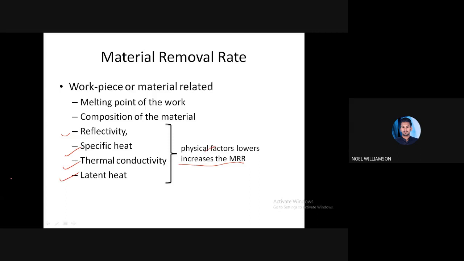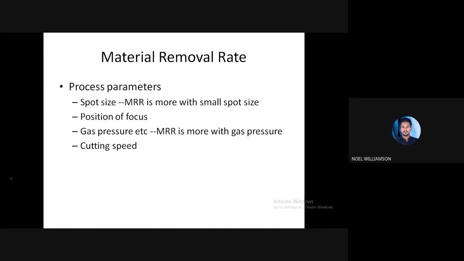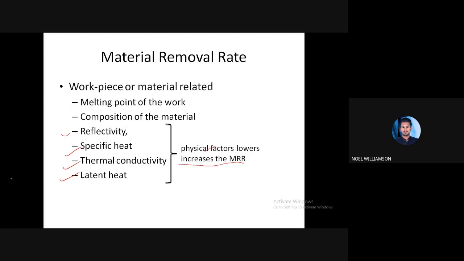Three cases were there. First one, the beam related parameters. So these were the parameters which come under the beam related parameters. Then come the process parameters, and these are the process parameters which affect the MRR. And finally, the parameters which are related to the workpiece material.